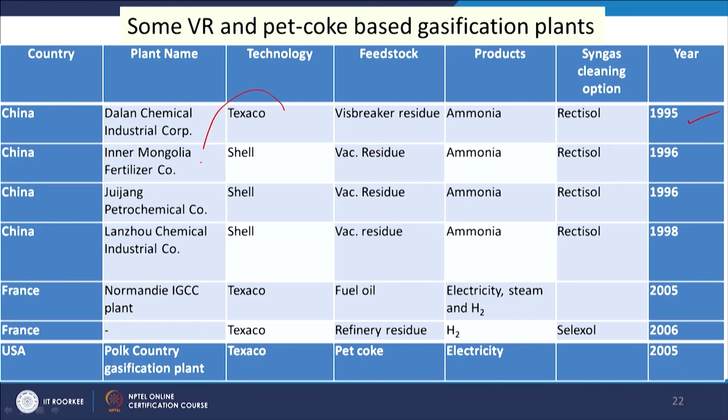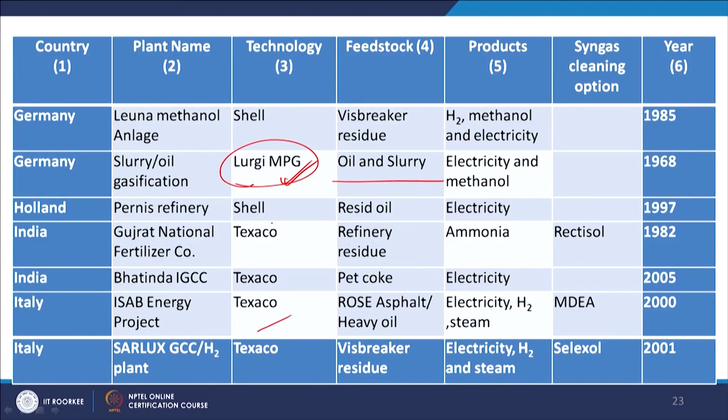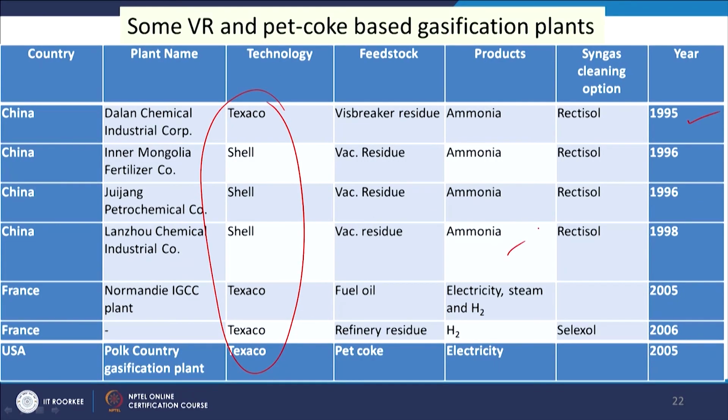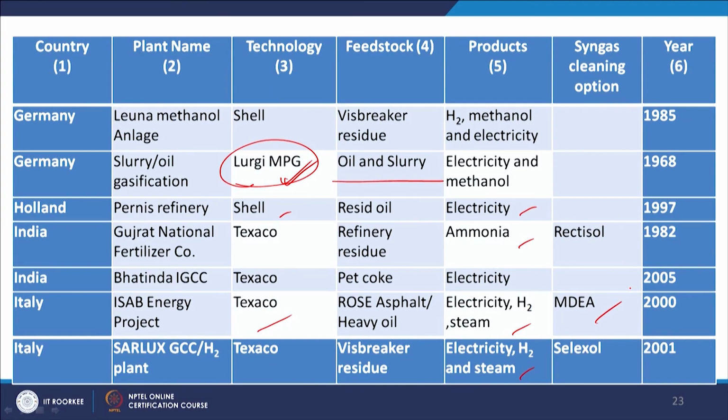And if we see, all the reactors are basically Texaco and Shell. So, Texaco and Shell means entrained bed reactors for all the cases. Here only Lurgi MPG is used, but here it is oil and slurry. Oil is relatively more reactive than the pet coke and residue, so the Lurgi reactor is applied, but in all other cases Texaco and Shell. And here we see electricity, ammonia, hydrogen, steam, methanol synthesis, all have been implemented, and different types of syngas cleaning, Rectisol, Selexol, MDEA are used, and Rectisol is mostly used.